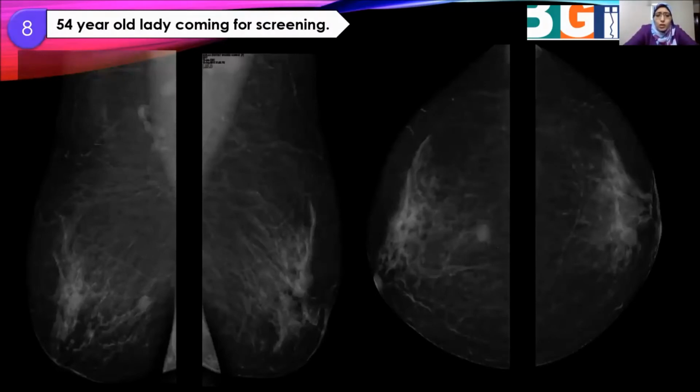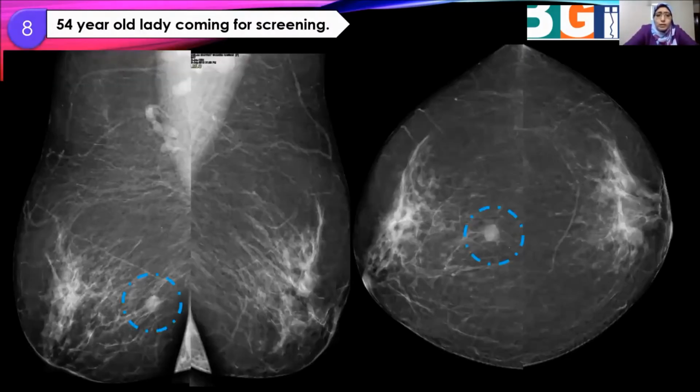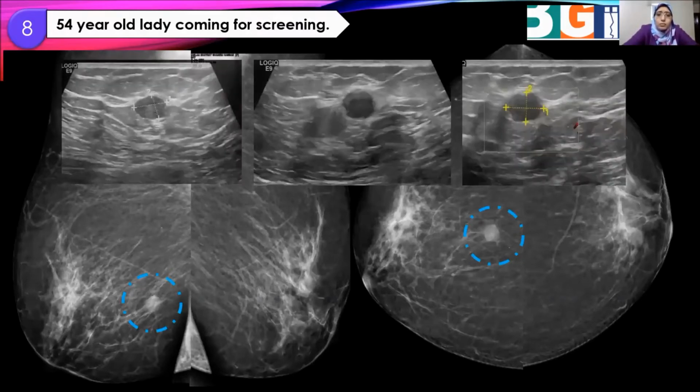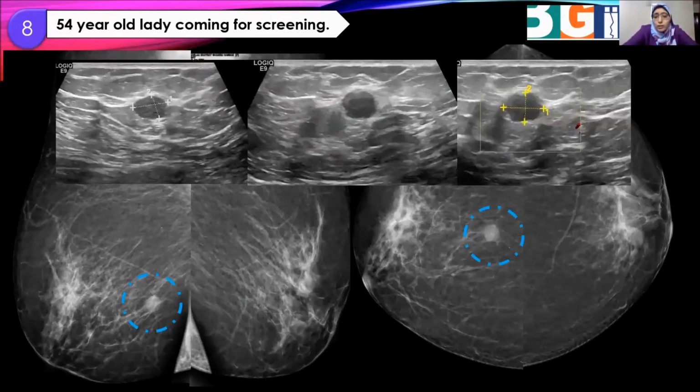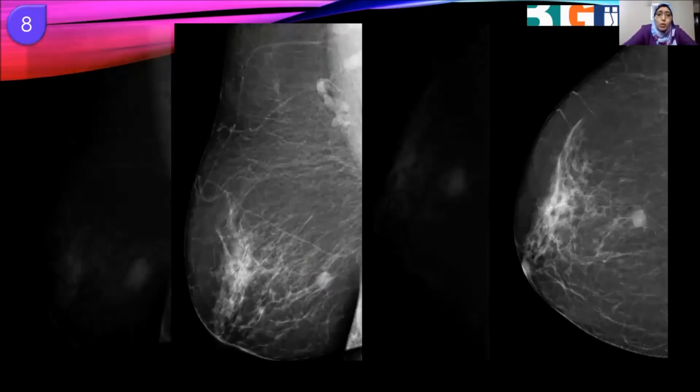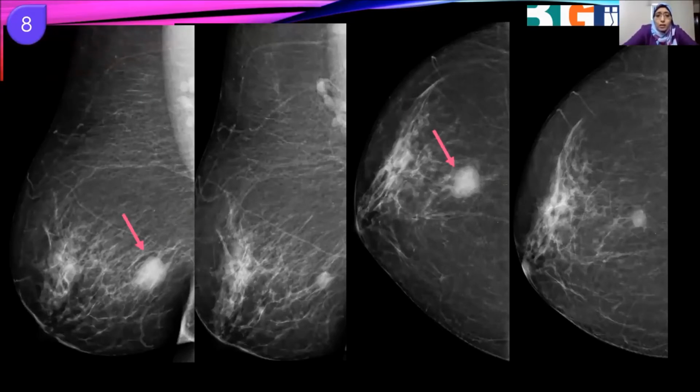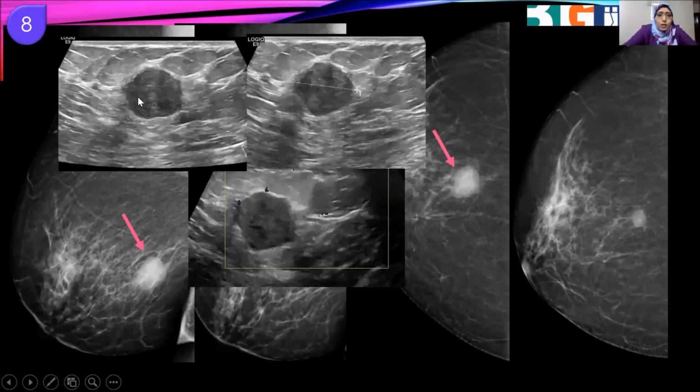Another lady, 54 years old, came for screening and showed this small, intermediate density, well-defined lesion. Ultrasound confirmed the benign findings we suggested in the mammogram, and it was put as BI-RADS 3 for 6-month follow-up. But unfortunately, the patient lost her follow-up and came after 1 year, performed her annual mammogram, which showed an increase in size of this lesion. Ultrasound also showed the increase in size with an irregular or angular margin.